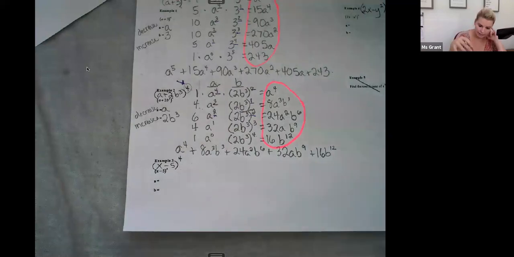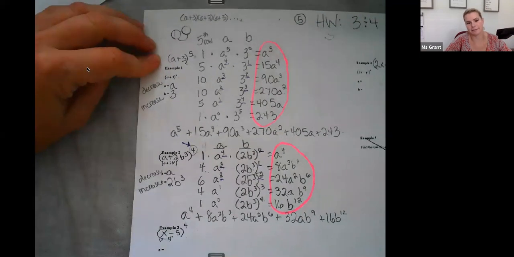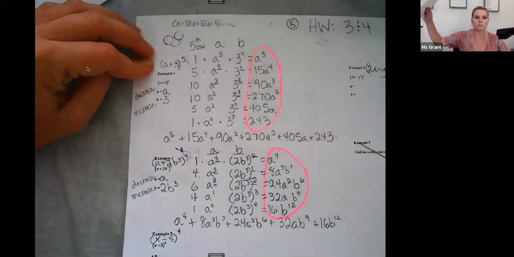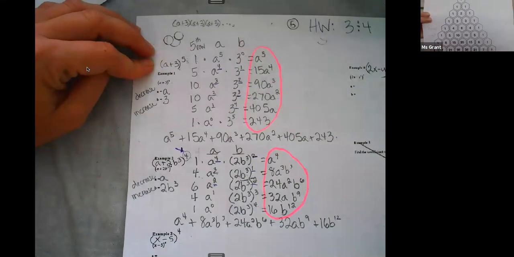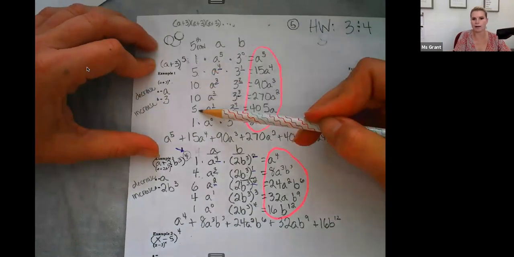So let me recap what I did. I looked at the math problem that I was given. This had a 5th power. That means that I looked to the corresponding 5 in Pascal's triangle. 1, 5, 10, 10, 5, 1. Each of those is going to be a different term.